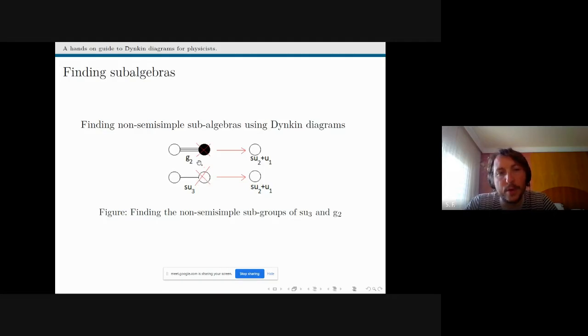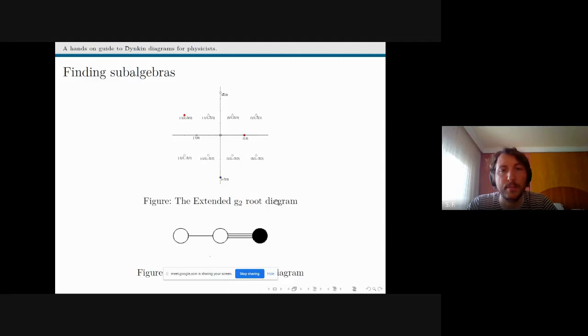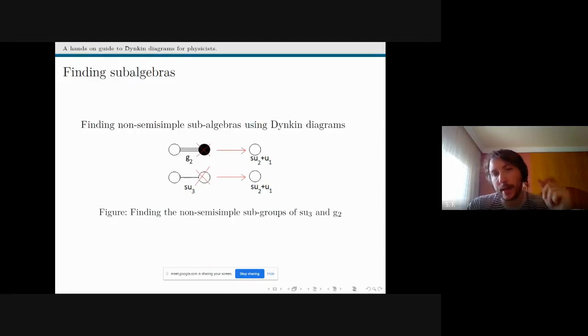For SU3, you can do the same thing. You can start with your SU3 Dynkin diagram and cross off one of the roots. And what you end up with is a non-semi-simple Lie subalgebra SU2 plus U1. Now, I want to point out one thing that's important to note. Usually when you perform this procedure, the subalgebra that you get is maximal. But there are a few exceptional cases. So almost always the resulting subalgebra is maximal. I think the only cases are when you're dealing occasionally with the exceptional groups.